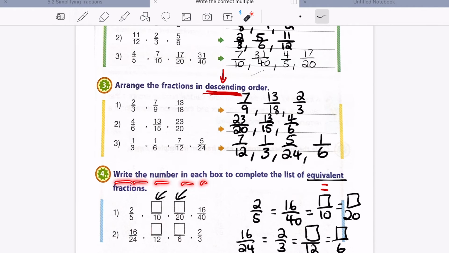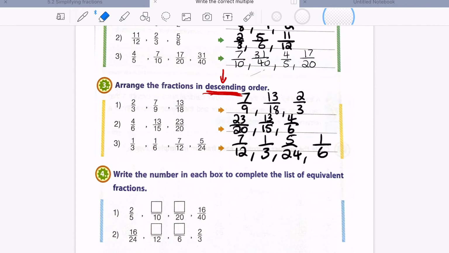So, number 4, let's check our answer for number 4 as well. Write the number in each box to complete the list of equivalent fractions. All right. So here we have 2/5, blank tenths, blank 20ths, 16/24ths. So what do we have to do to get these numbers? Remember, we want them to be equivalent. Remember, we did this before. What do we use? We use multiplication.